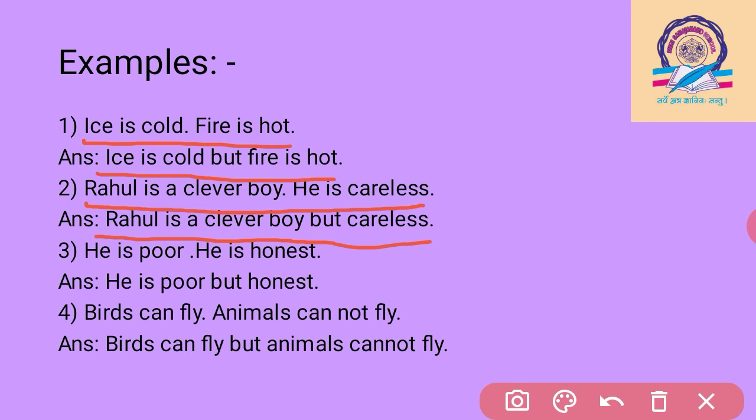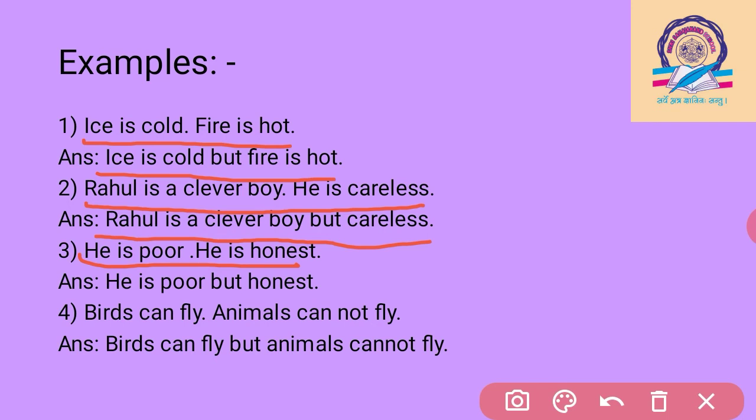So the sentence becomes: Rahul is a clever boy but careless. The third example: he is poor, he is honest. He is poor, but he does not ask money from others. So he is honest. He never takes money from others. He never asks anything from others. So he is poor, and he needs lots of things, although he is honest.